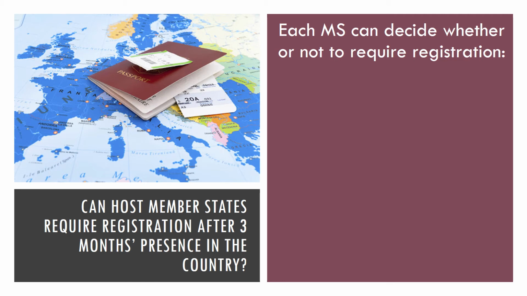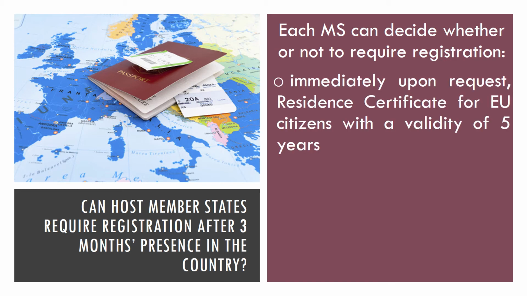When a member state decides to impose a system of registration for mobile EU citizens and their family members, as is the case in Belgium, for example, its national authorities must provide mobile EU citizens with a residence certificate immediately upon request, after verification that that person fulfills the conditions for regular residence. This residence certificate has a validity of 5 years from the date of issue.